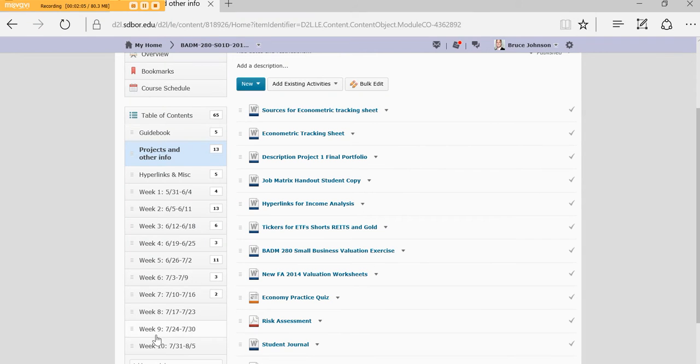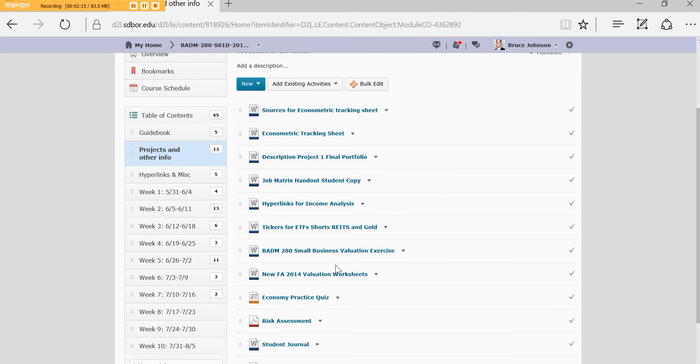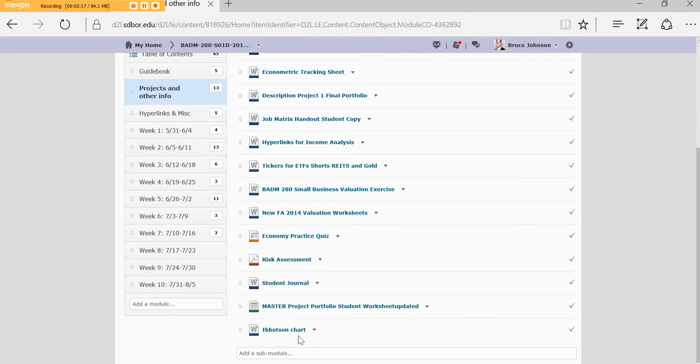The one other thing I forgot to mention is you will need the IBOTSN chart available, and that, again, you can find under D2L. And at the bottom there, under projects and other info, the IBOTSN chart. And I would go ahead and download that so you can just pick up on it as a separate window.